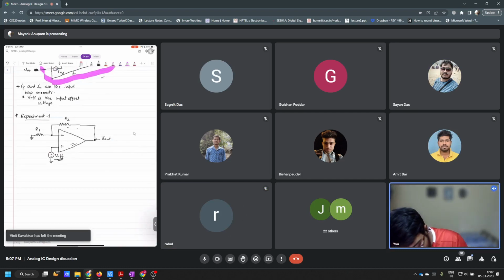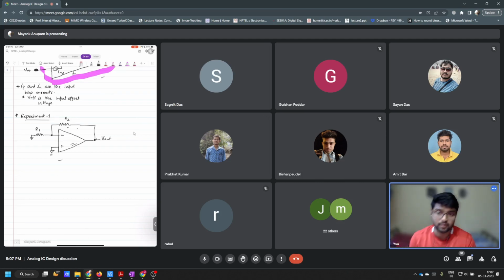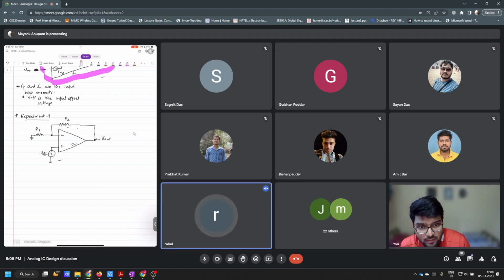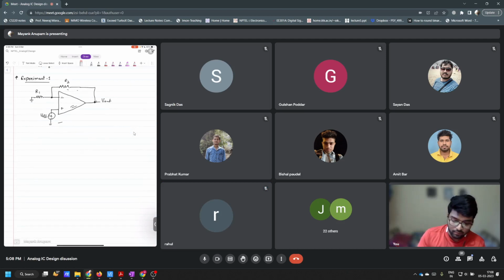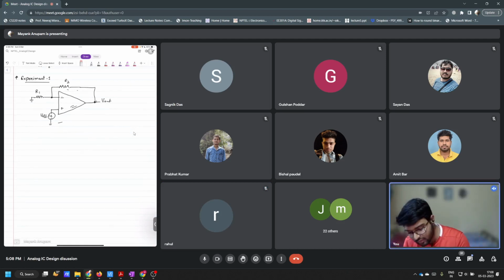If the V offset would not have been here, what would happen? If V offset was not there and you nullified this input voltage here, what will be the output voltage here? Zero. Correct. But because of this V offset here, you now cannot have 0 voltage here, right? You'll have some output voltage.